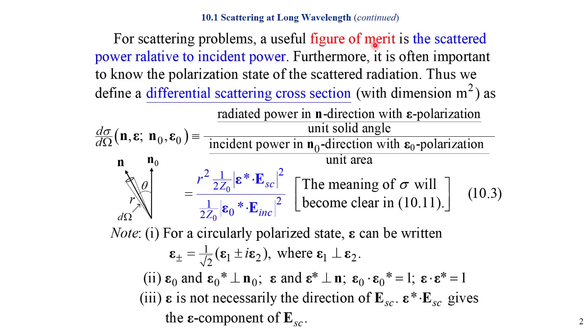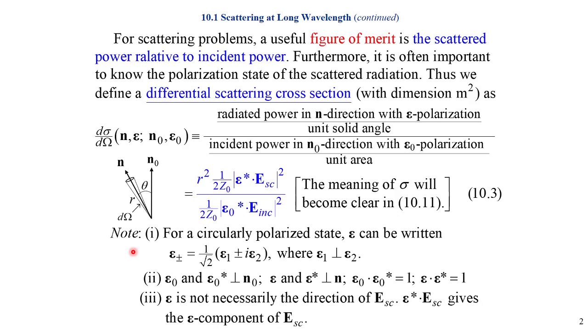So figure of merit is the scattered power relative to the incident power, or the incident power relative to the scattered power. That's a figure of merit. But how to collect the scattered power? That's not that easy. So we don't use that.